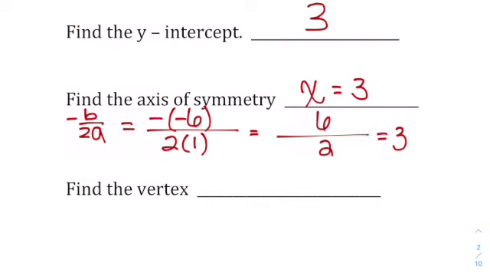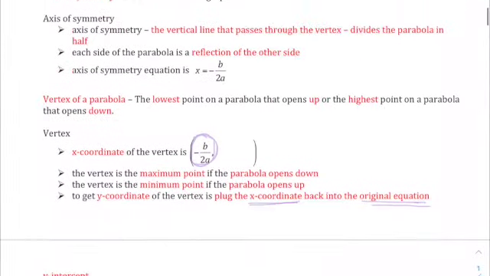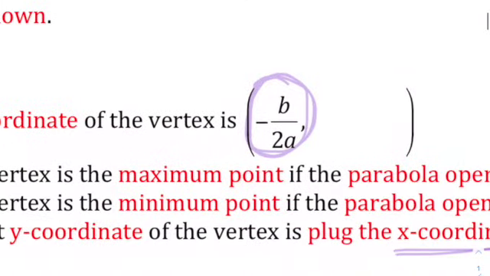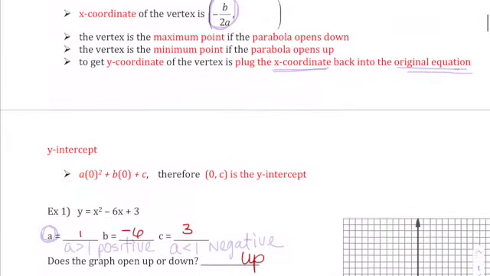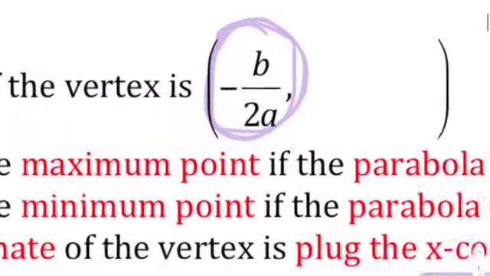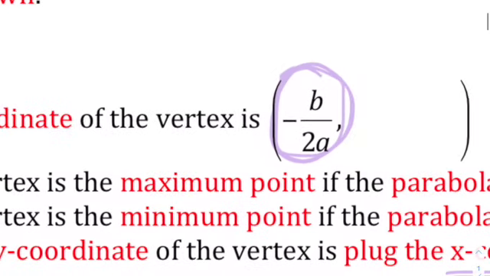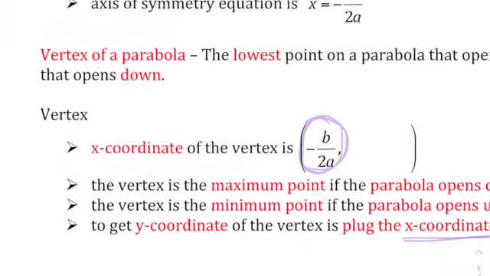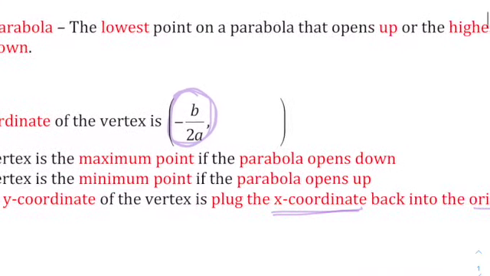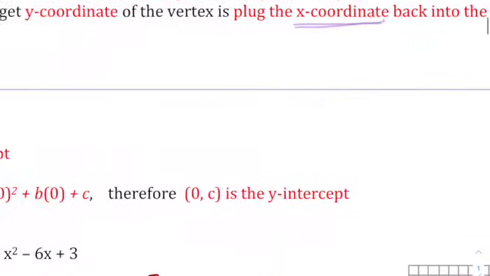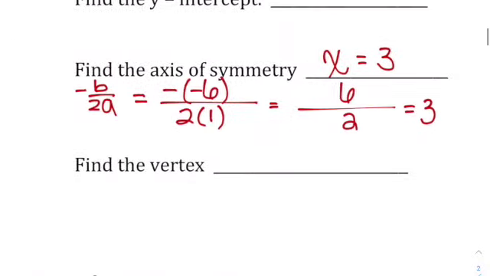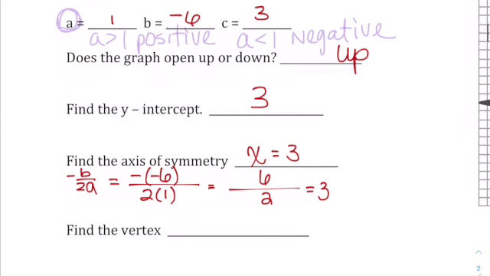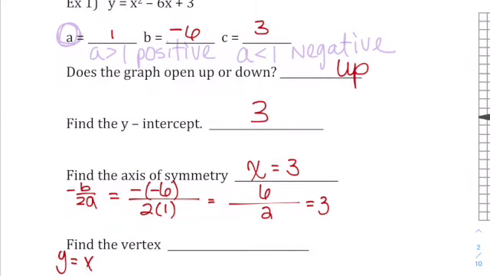Then once you find the symmetry line, don't forget that's the x coordinate, and that's the note I gave you before right here. That's the x coordinate. Axis of symmetry is also the x coordinate of your vertex. And to get the y coordinate of the vertex, just plug the x coordinate back into the original equation. So that's what I'm going to do. I'm going to take the 3 and plug it into my equation from before: y equals x squared minus 6x plus 3.